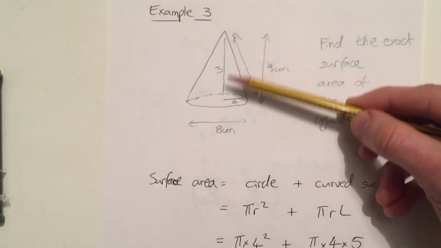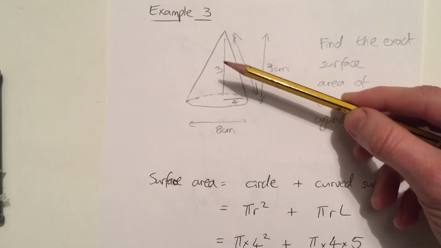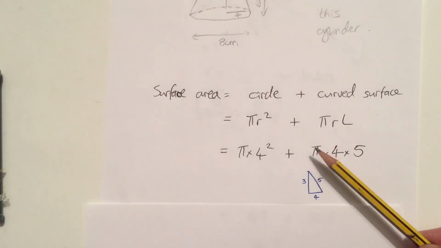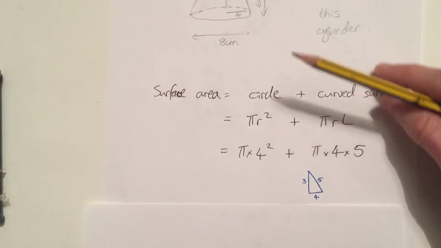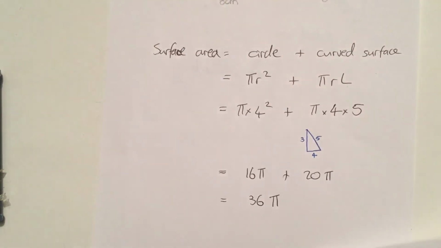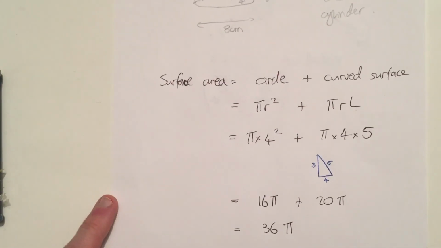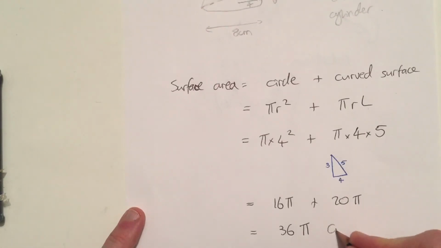So we can do a bit of right-angle trigonometry, a bit of Pythagoras here to work out these missing sides if we need to. So pi times the radius, which was 4, times the slanted length there, which is 5. We times them together, we get 20 pi. So 16 pi plus 20 pi is 36 pi, and that is the exact surface area. Just put the centimetre squared there.